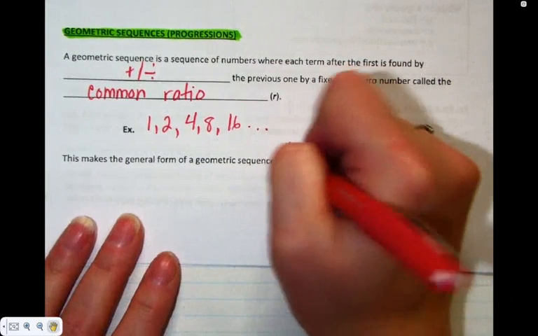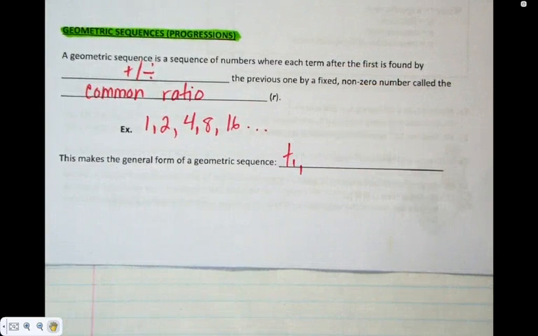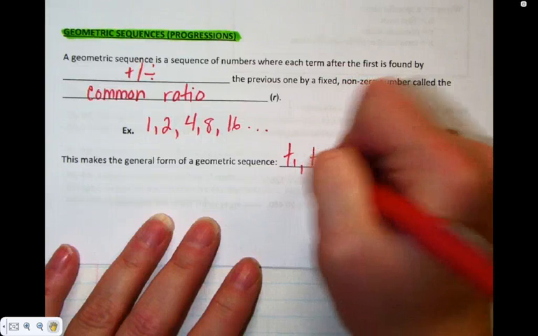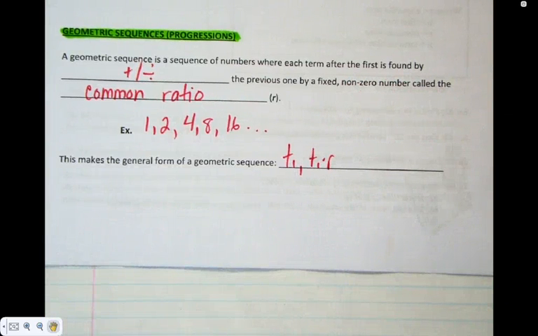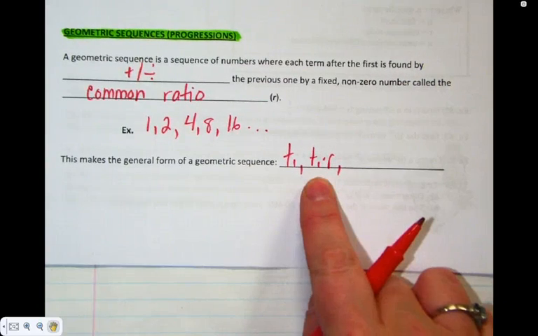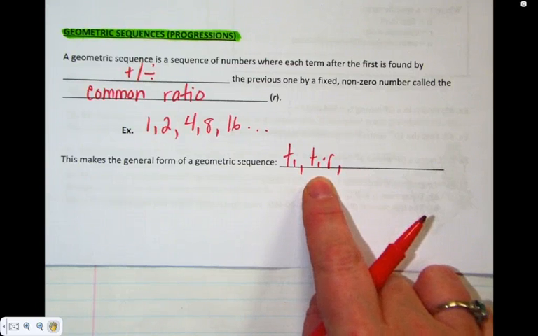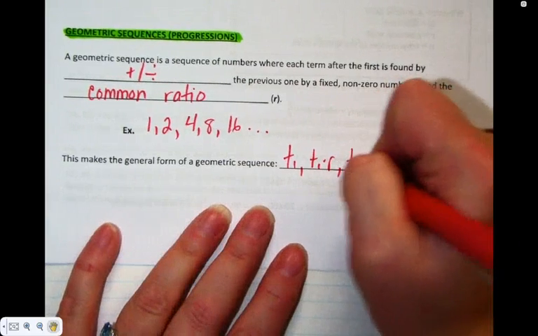I'm going to call T1 T1. Now, instead of calling the second term T2 just for a second, I'm going to call it T1 times R, because that's how we get the second term. We take the first term, we times by R. How do we get the third term? Well, we take the second term and we times by R. So what's T1 times R times R? T1 R squared.